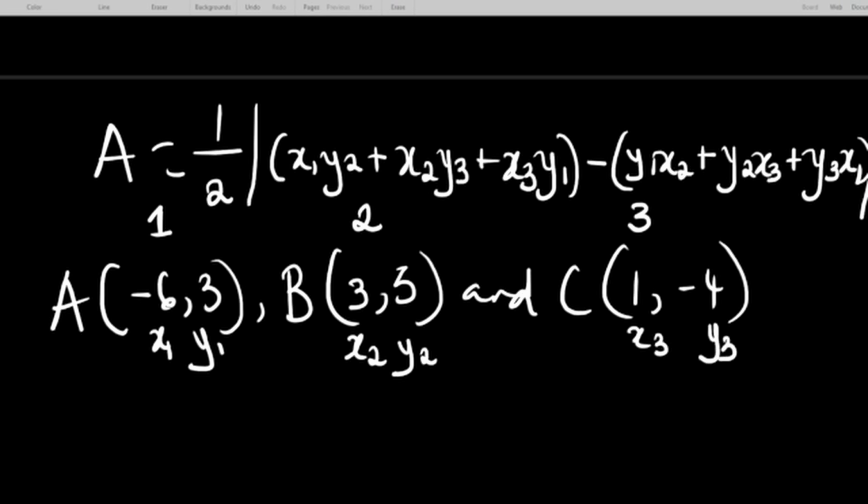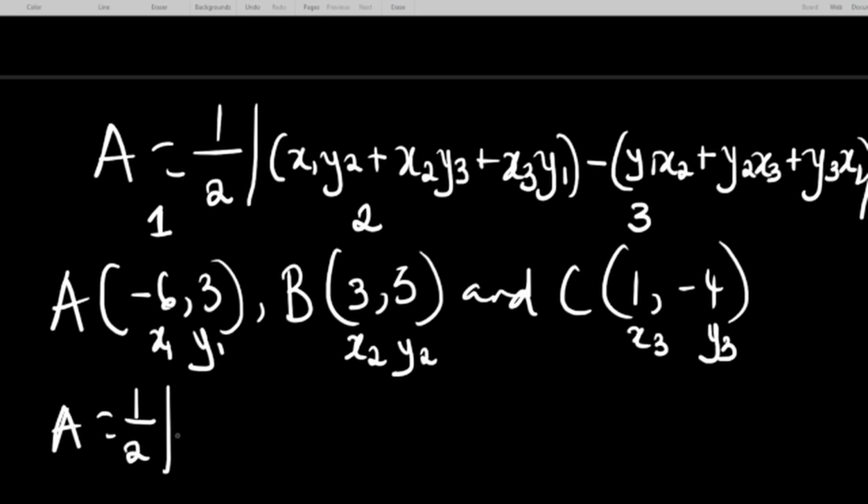Defining them this way would make it easier for you to use the formula in order not to make silly mistakes. So we write the area is giving us 1 over 2. Then here we have our vertical bar, which is the absolute value. This means that the area must always come out as a positive value and never as a negative. Okay, so now what is our x1?